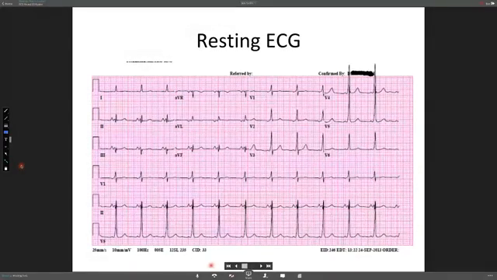This can be quite complex, but the take-home message is to be able to decide whether this is left side or right side, look at V1, and see how soon the delta wave transitions to help you decide whether this is a septal or lateral accessory pathway.